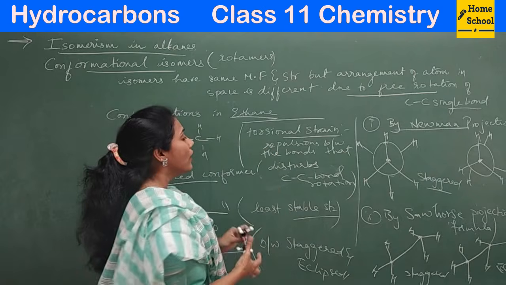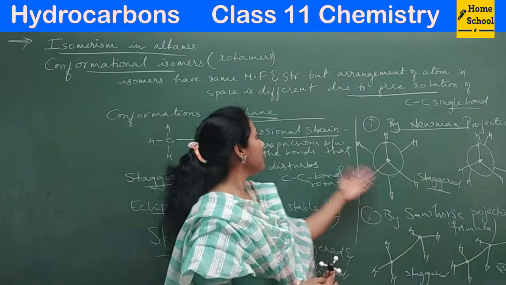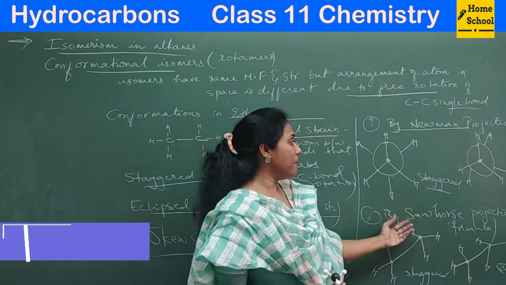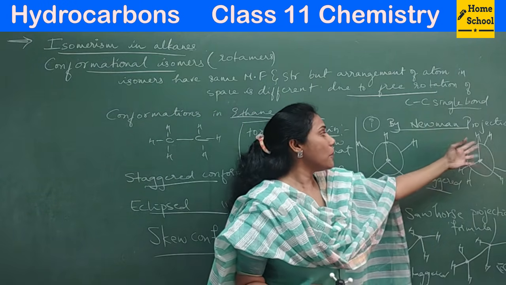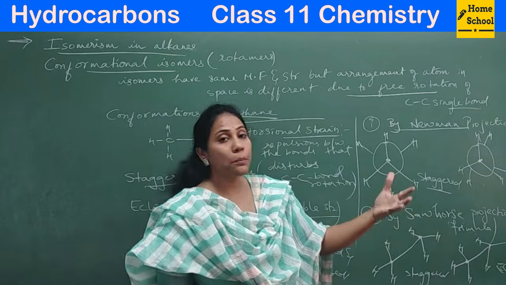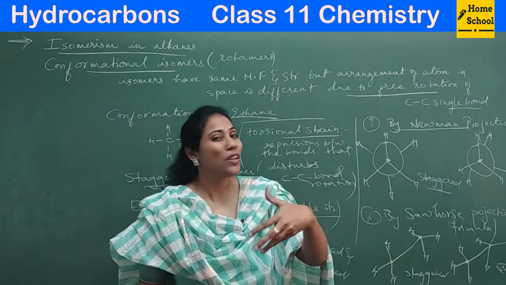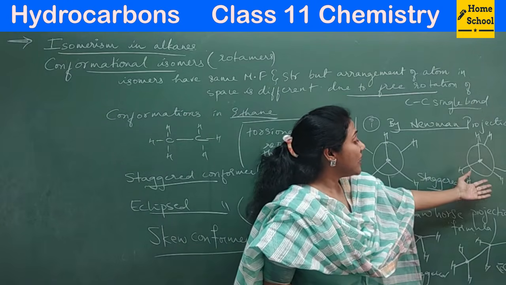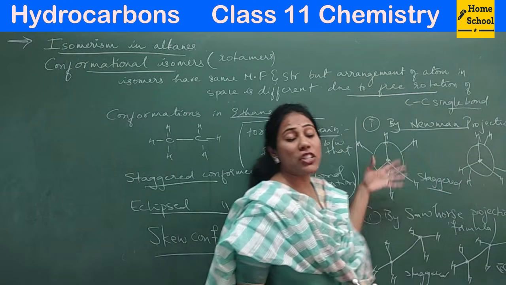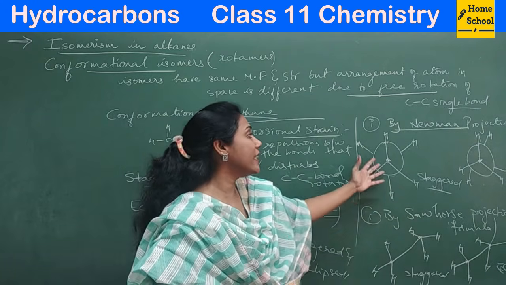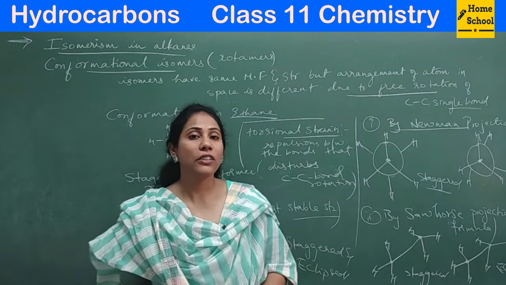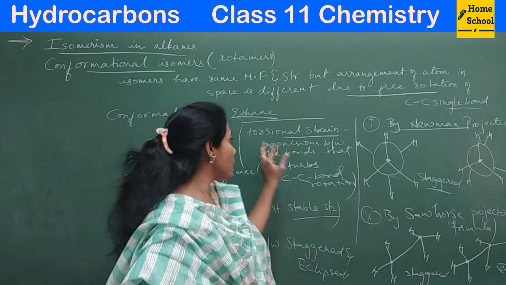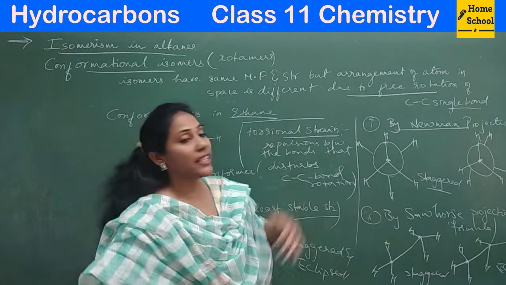In the case of the staggered conformer, torsional strain is very minimum. In the case of eclipsed, since the bonds are very near, repulsions are more, so C-C bond rotation is also hindered to some extent. So we say torsional strain is very high in eclipsed and very low in the case of staggered. So these are actually their stabilities. Relative stability always depends on the so-called torsional strain.